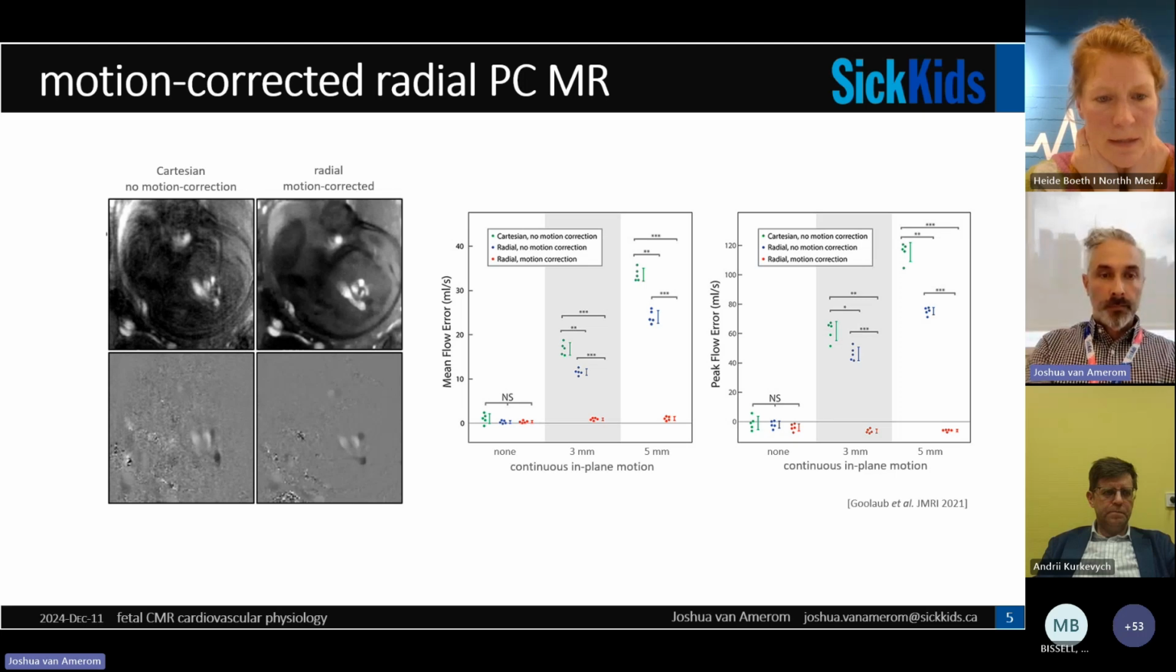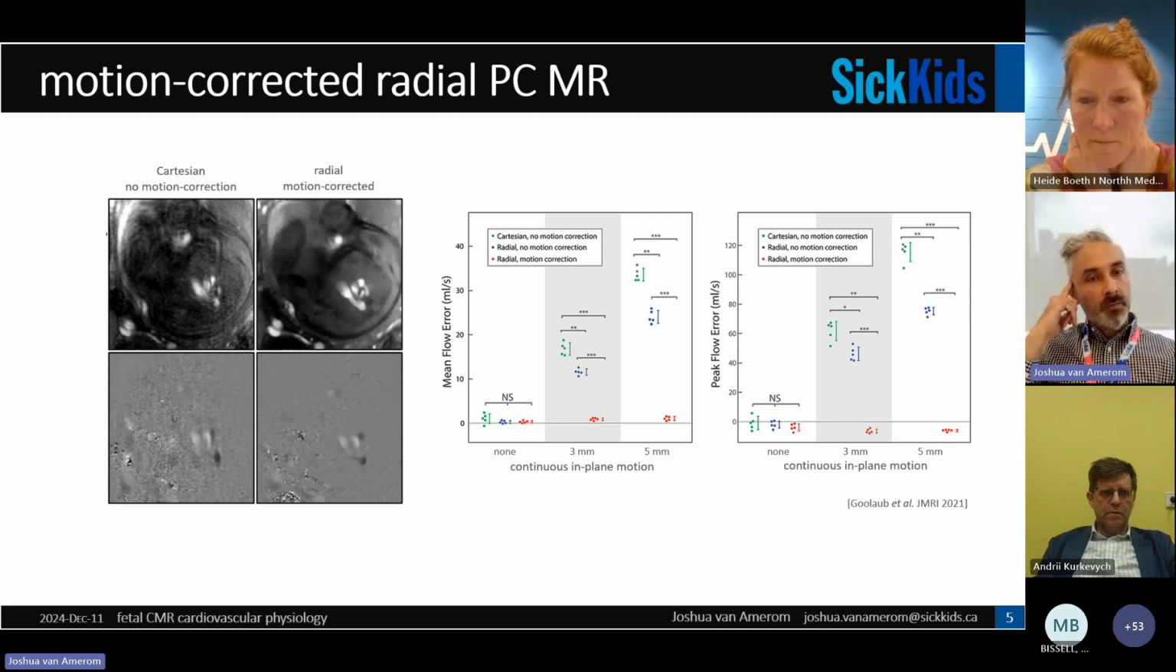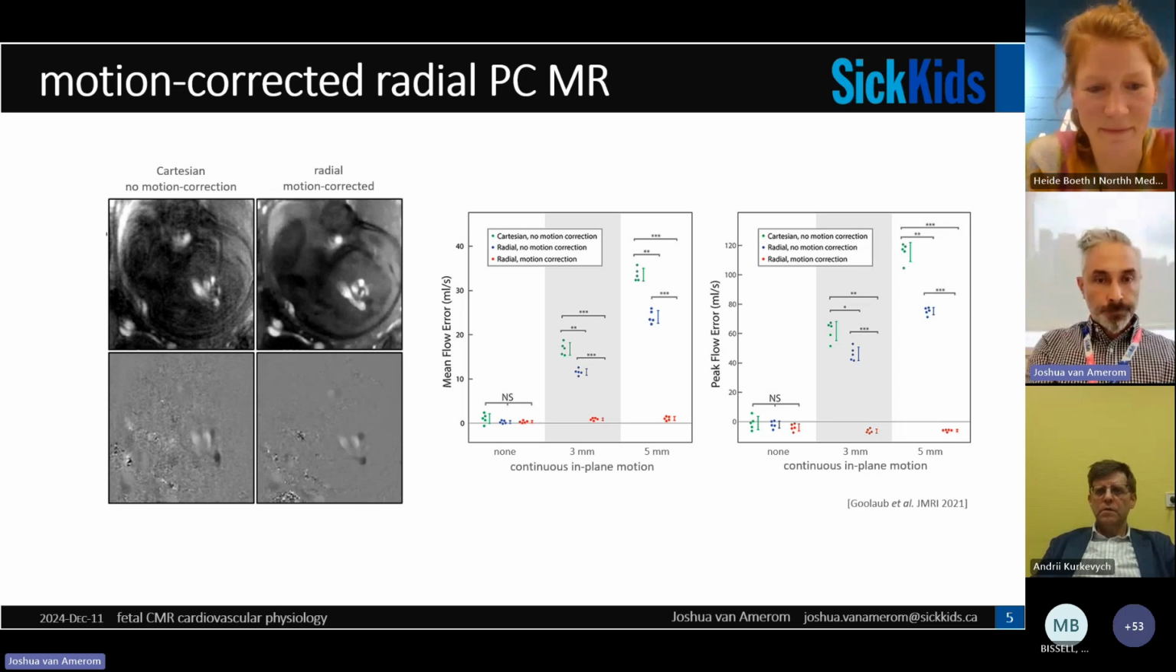And what you can see here is that in simulated in-plane motion, even for large degrees of motion, the Cartesian and the golden angle radial have errors in terms of mean flow and peak flows. But once you apply motion correction to it, you actually recover or reduce most of that error. And so this is how we've been doing our flow measurements more recently.